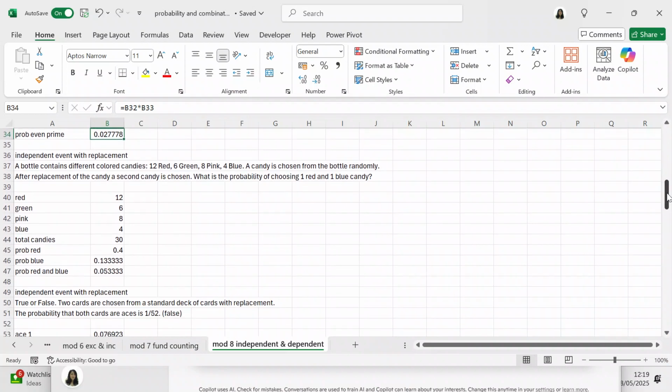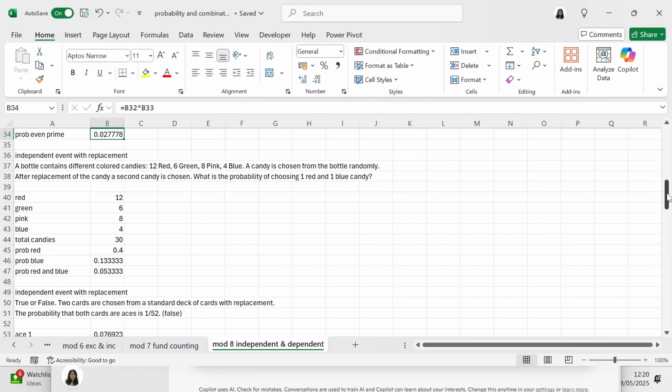So we have another question, which is an independent event with replacement. A bottle contains different colored candies: 12 red, 6 green, 8 pink, 4 blue. A candy is chosen from the bottle randomly. After replacement of the candy, a second candy is chosen. What is the probability of choosing 1 red and 1 blue candy?